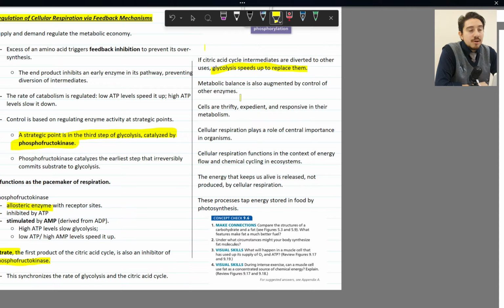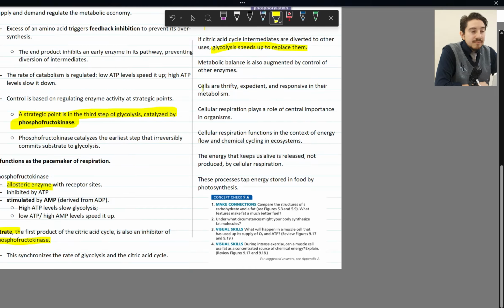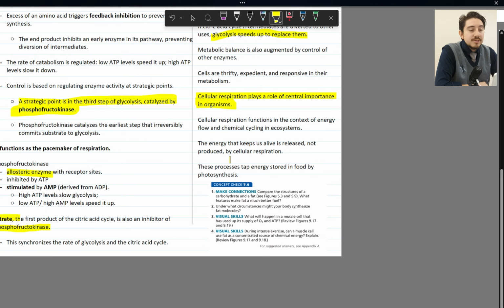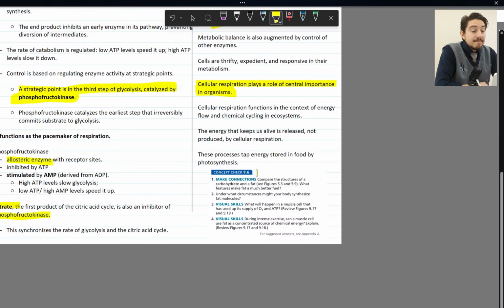Metabolic balance is also augmented by the control of other enzymes, and cells are incredibly quick at responding to changes in the environment. Cell respiration is one of the most important metabolic pathways to help keep the cell and the organism in homeostasis. Cell respiration functions in the context of energy flow and chemical cycling in ecosystems even. Just look at carbon dioxide and water. The energy that keeps us alive is released, not produced, by cell respiration.